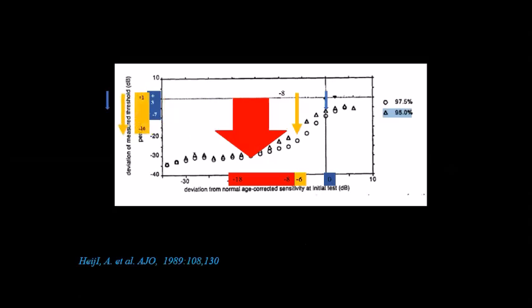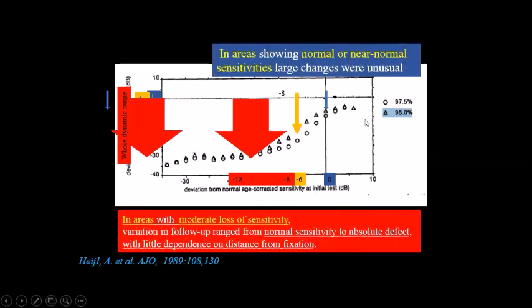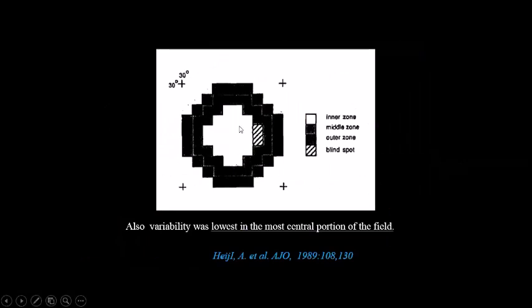Locations that are depressed by -6 from the normal, the fluctuation is between +1 to -16. While areas depressed by -8 to -18, the fluctuation can be anything from the whole range up to 0. So whenever the sensitivity of the point is near normal, the fluctuation is limited. When the point is depressed more and more, the fluctuation is higher and higher. This is the first point. Second, they found that changes in the central area are limited, the fluctuation, while in the periphery, the fluctuation is higher.